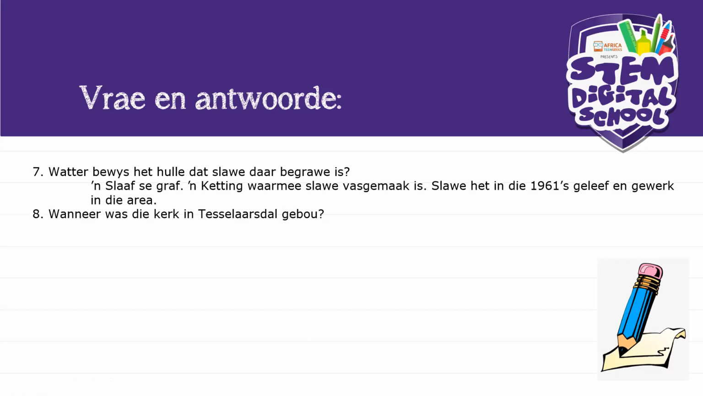And then, wanneer was die kerk in Tesselaarsdal gebou? When was the church built? What year? What year was the church built? Correct, Onka, 1939. And then who goes to that town every now and then to find peace and quiet? Think about it, guys. It's actually quite obvious. Who would go to towns like that to rest?